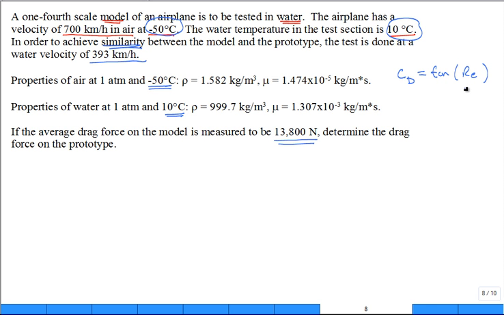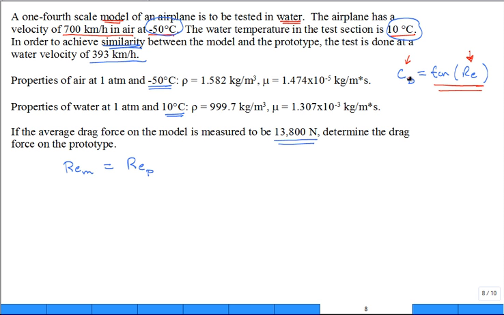Okay, and now that's our launching spot. So what we do is we say, does our Reynolds number of the model match the Reynolds number of the prototype? If it does, then I don't have to know the detail of this functionality. I just know if the same Reynolds number is put into the same correlation, I'll get the same drag coefficient each time. So then the drag coefficient of the model is equal to the drag coefficient of the prototype.